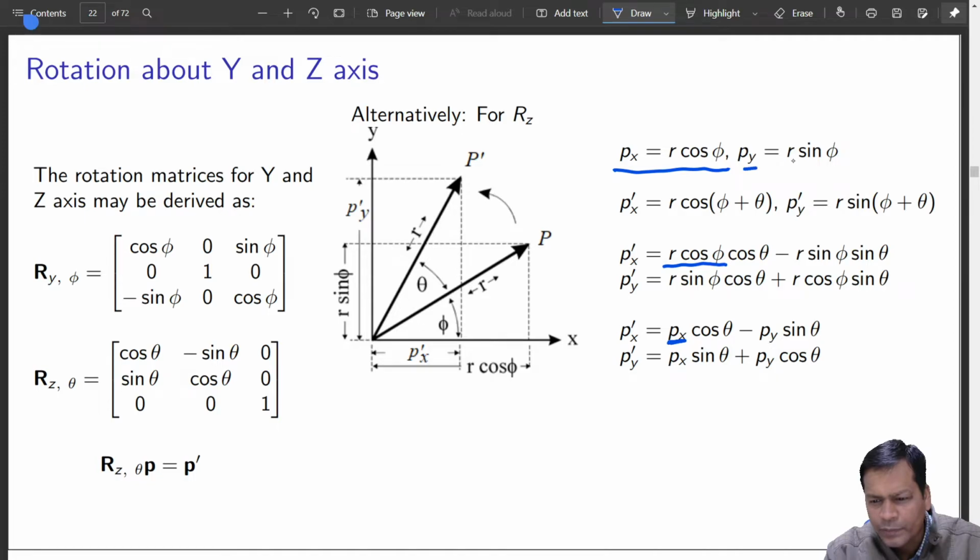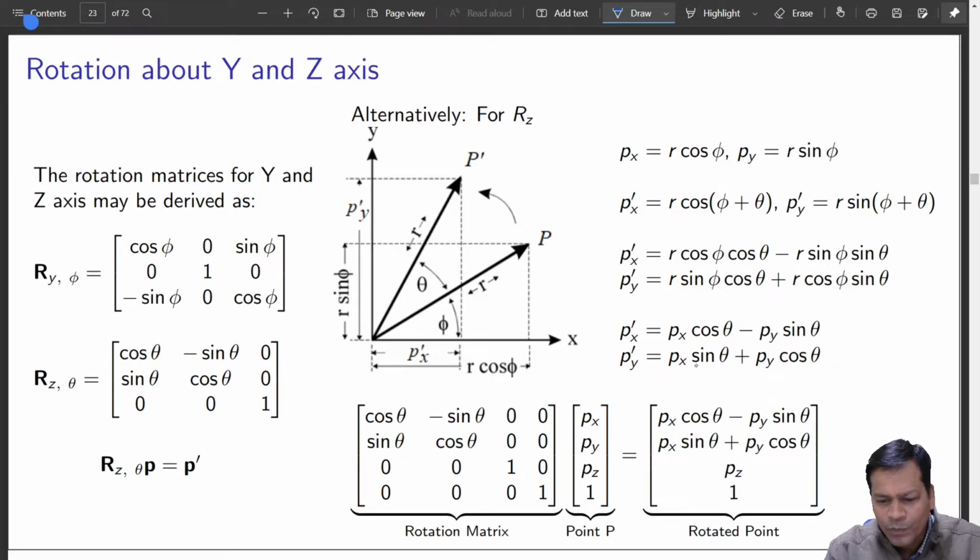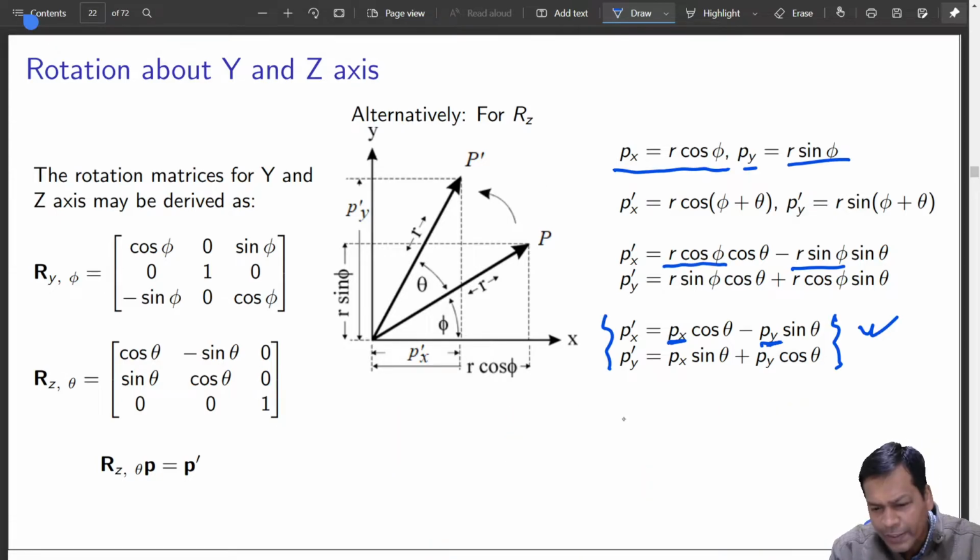Similarly, py = r sin phi, I have substituted here. So the equivalent thing that I can write is something like this. Can I express this as a matrix? So yes, I can do it. Let me just write it.